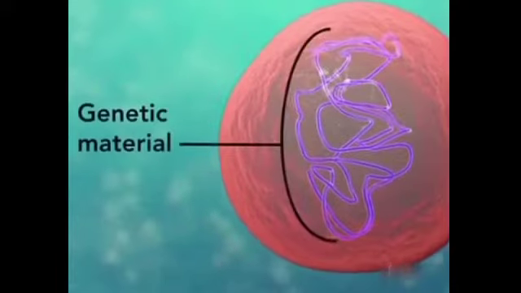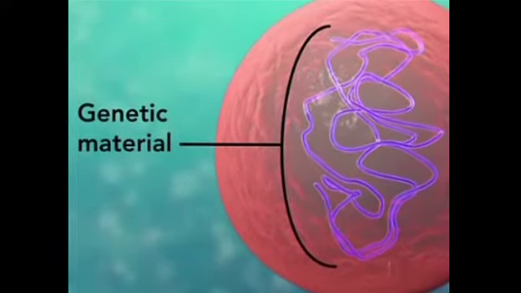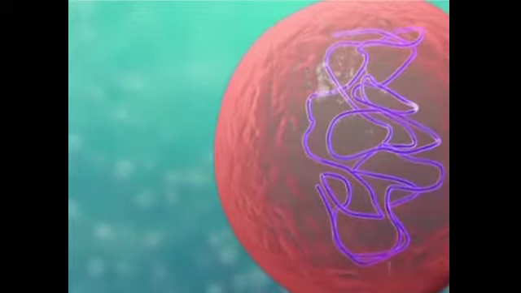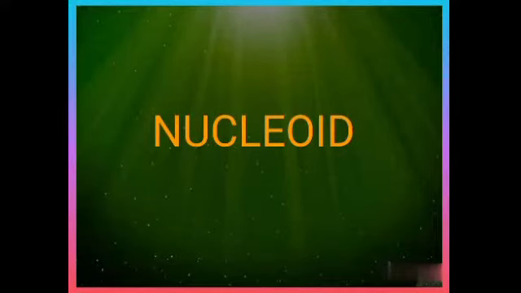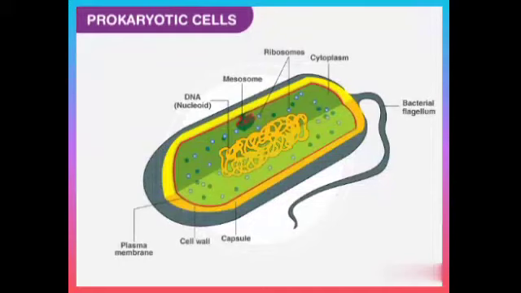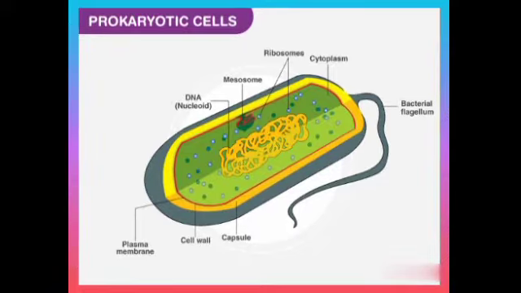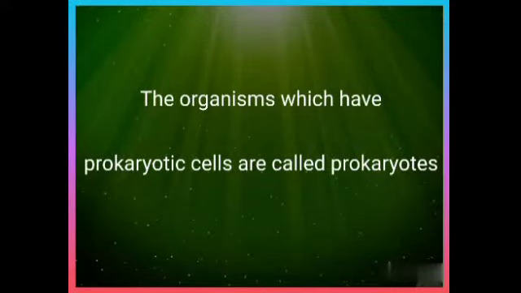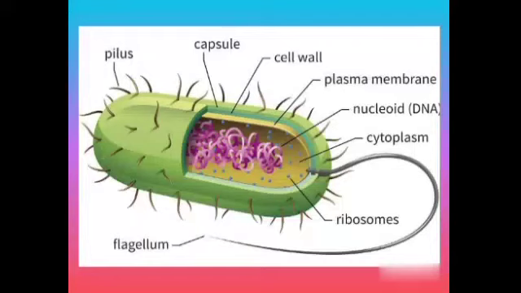The nuclear material in these cells is not enclosed by a nuclear membrane. Such undefined nuclear region in the cytoplasm is called nucleoid. The genetic material is equivalent to a single molecule of DNA. It does not form chromatin. The organisms which have prokaryotic cells are called prokaryotes. These are unicellular organisms and do not have a well-organized nucleus.